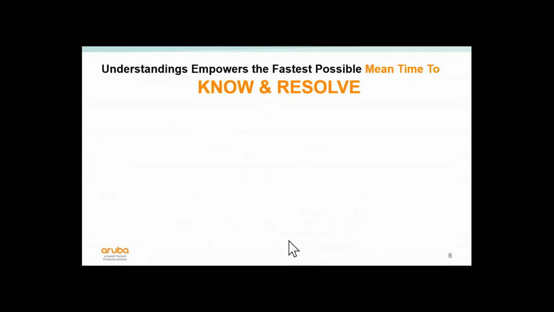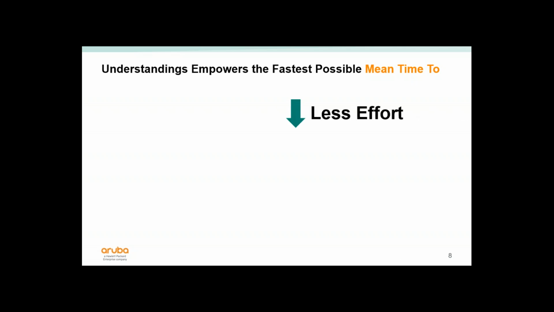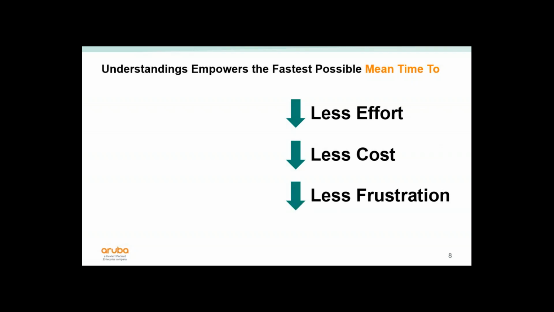So understanding what empowers us, and fast, you want to know and resolve issues. What does that mean to us? We want to know what it is, then we want to know when, where, and why. And what we want is less effort to resolve our problems. So with less effort comes less cost. You're spending less time fixing or repairing something, so you can be focused somewhere else. And then hopefully it leads to less frustration because you're able to see this at a glance from anywhere, even on your phone. You can bring up the browser on your phone and take a look at this.